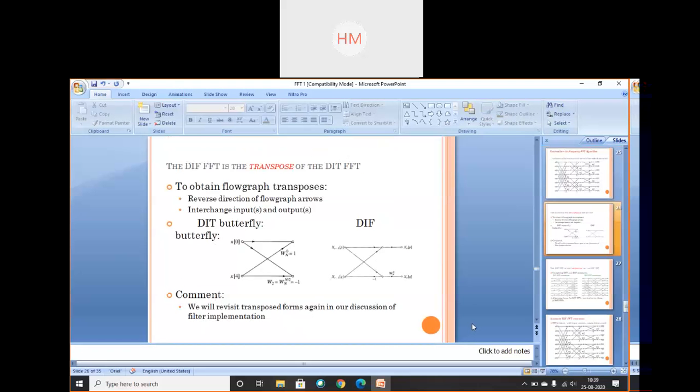Just some basic important points are there. To obtain flow graph transposes, reverse direction of flow graph arrows, interchange inputs and outputs. DIF FFT is a transpose of DIT FFT. Got this point? I just told you it's exactly the reverse process we are following. So DIF FFT is a transpose of the DIT FFT. So just we have to reverse the whole diagram.